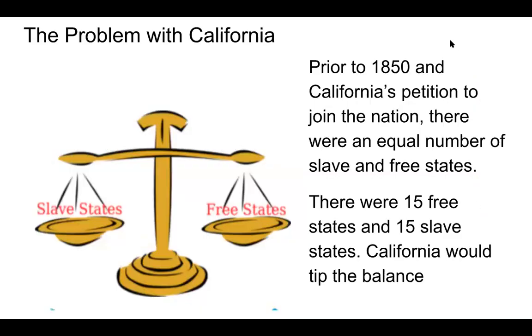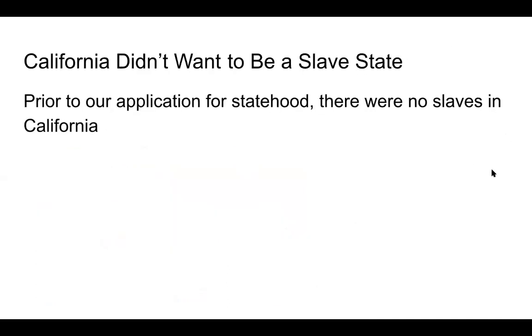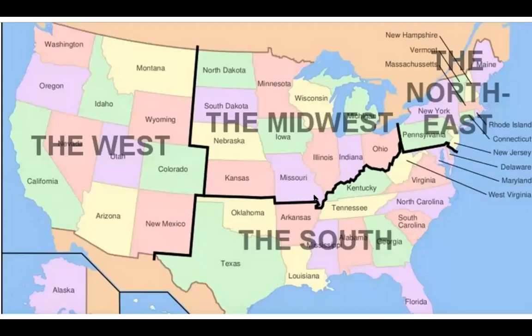So now California is getting ready to apply for statehood because there are so many people living there and we want to be a part of the Union. So we are going to petition to join the nation, but the problem is that there's an equal number of slave states and free states. There are 15 and 15, and we want to try to keep that as even as possible. California is going to tip the balance on that proverbial scale. There are no slaves in California prior to our statehood application.